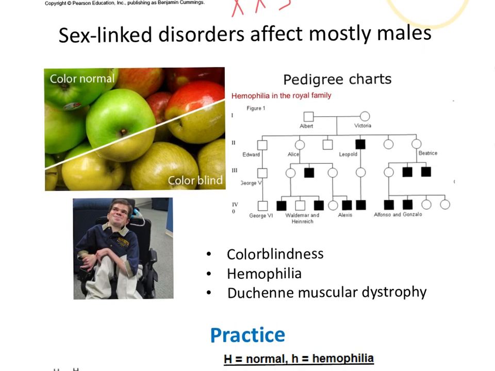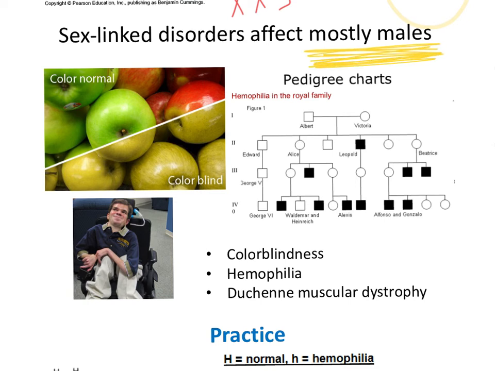Color blindness is an example. Hemophilia is a blood disorder where your blood doesn't clot. And also, this one particular form of muscular dystrophy is an example. But in sex-linked disorders, they tend to be mostly in males.